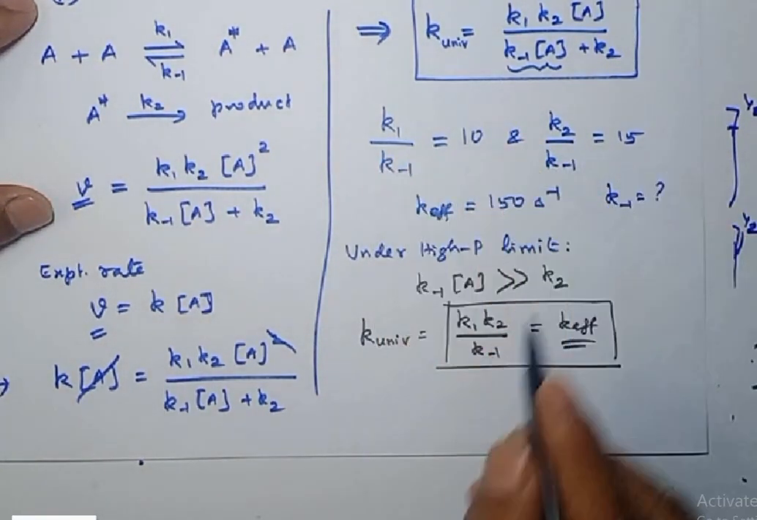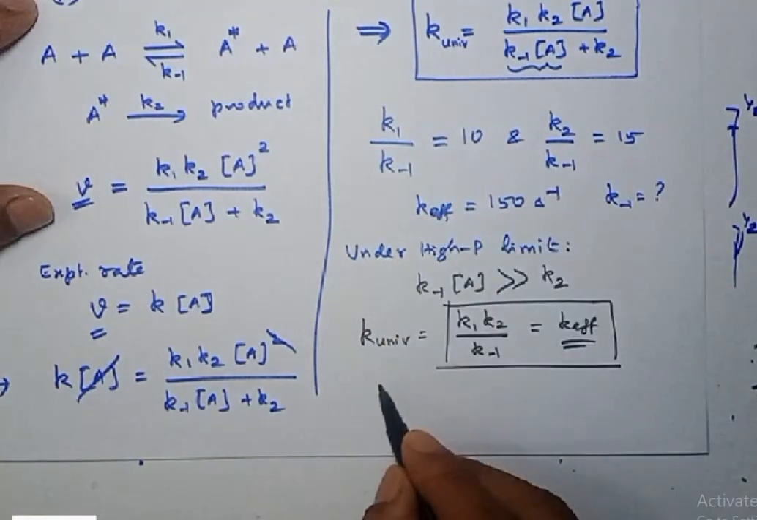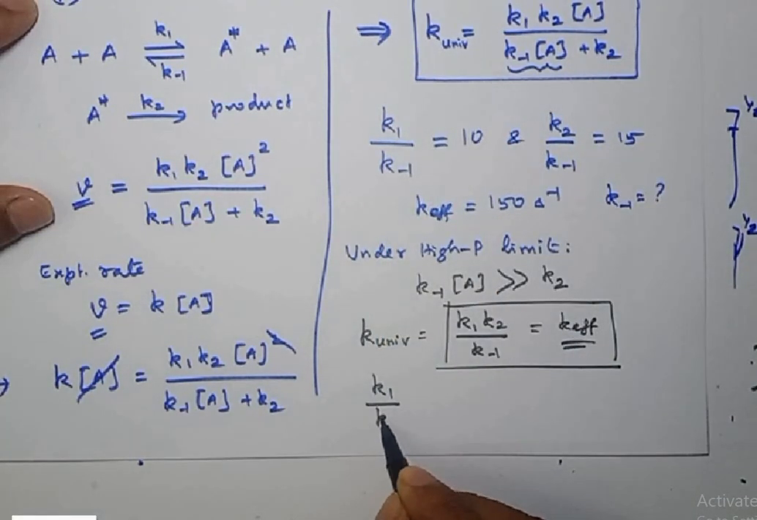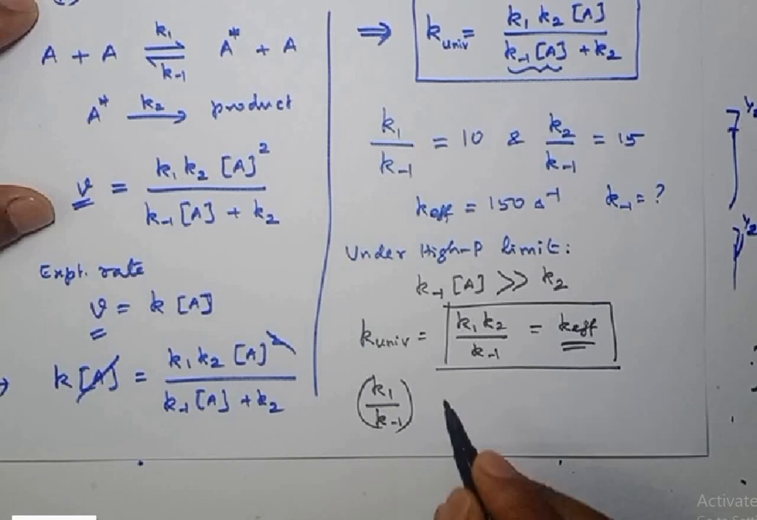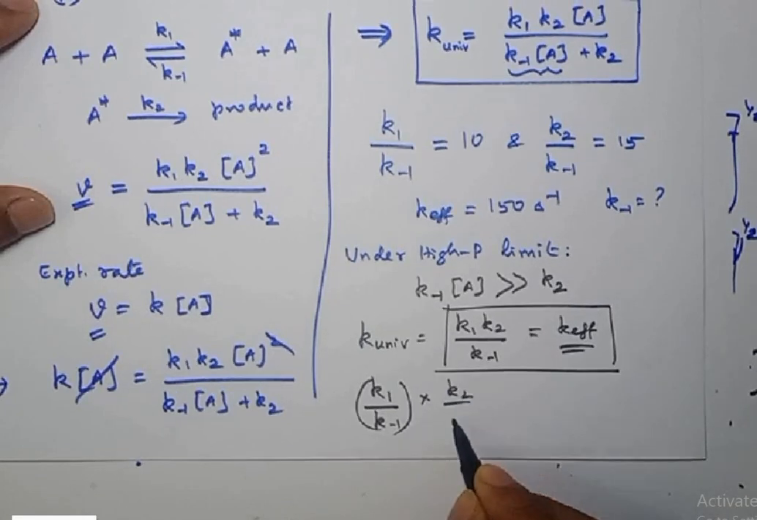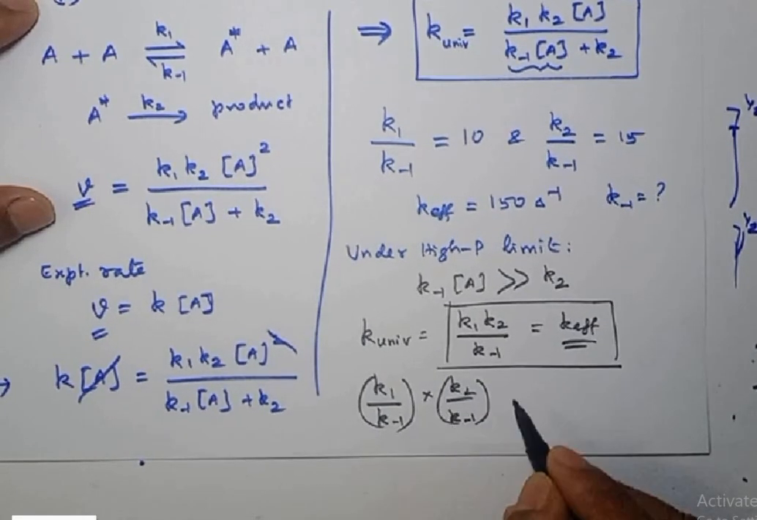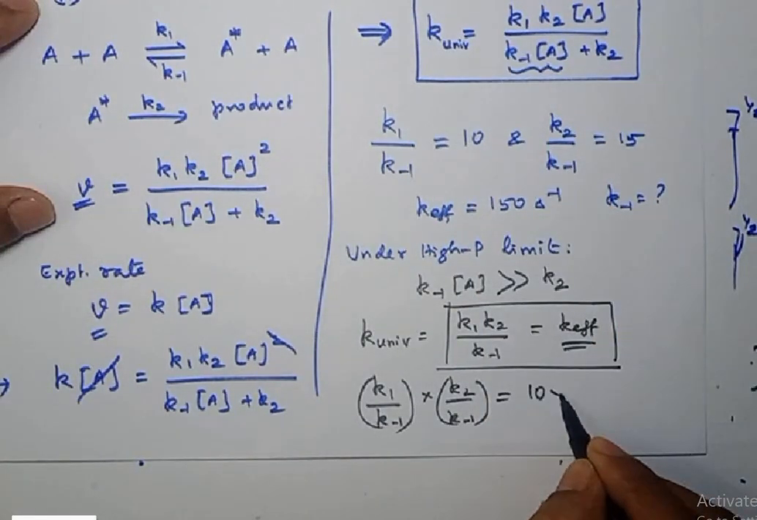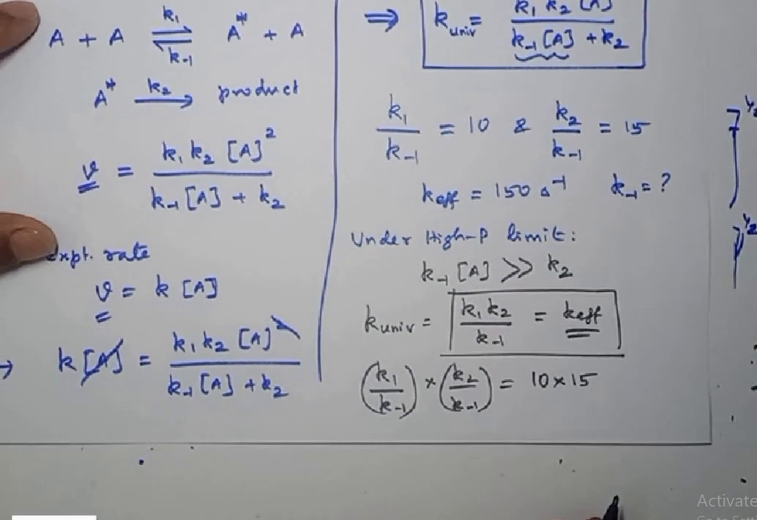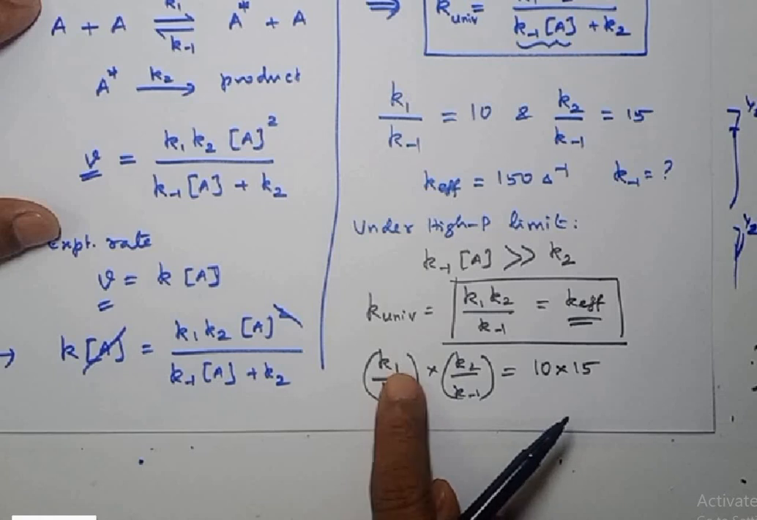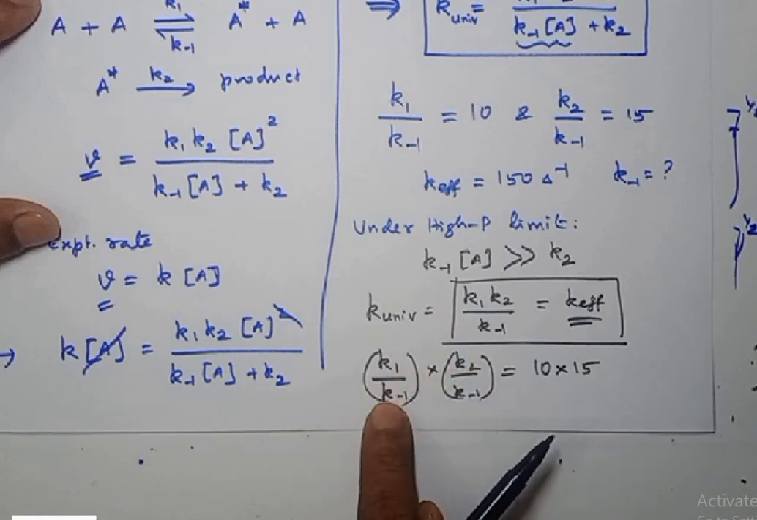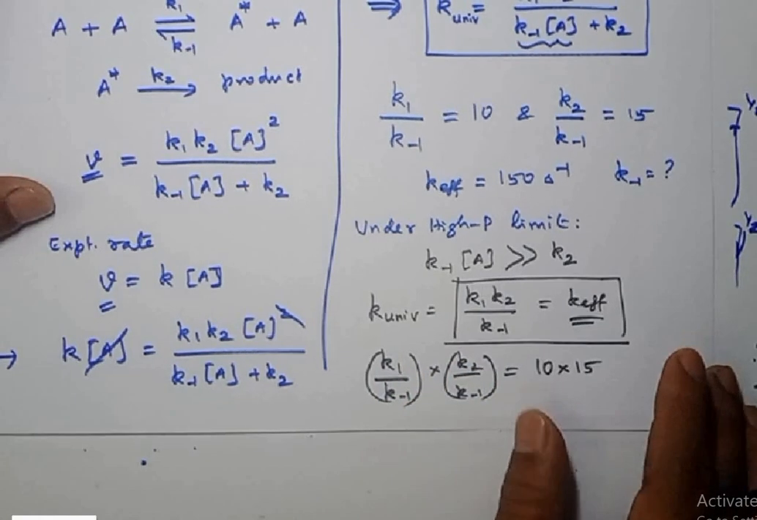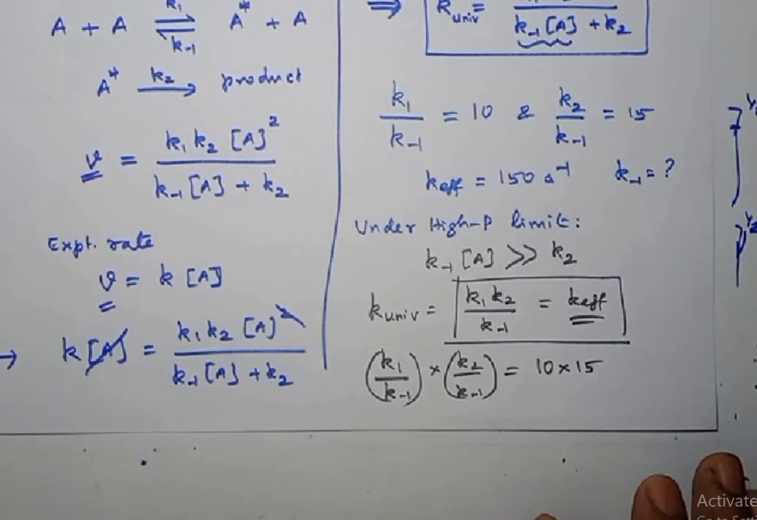Now observe carefully. These are the ratios given. First I will multiply these two, K1 into K minus 1, then K2 into K minus 1. If we multiply the values, 10 into 15, I can write this as K1 into K2 by K minus 1 into 1 by K minus 1. Let me do it on the next page.